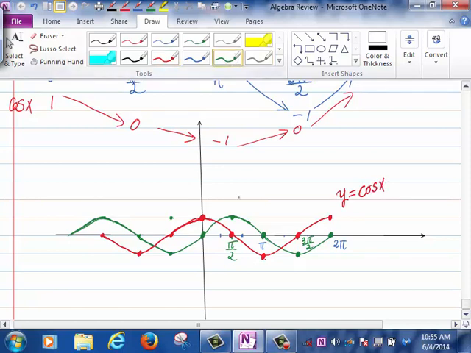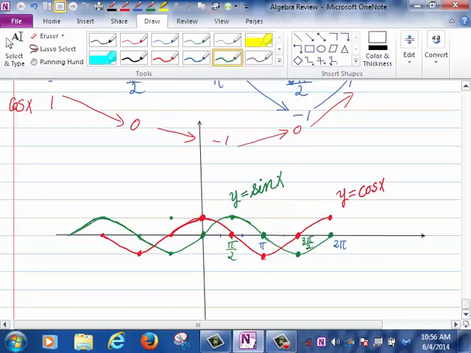The green one is sine x. The green one is sine x. Everybody understands the graphs of these two functions? Is that okay? All right. Now, let's answer a couple of questions. If I ask you, what's the limit of sine x as x goes to zero? Zero, right? What's the limit of cosine x as x goes to three pi over two? Zero. What's the limit of sine x as x goes to 3 pi over 2? Negative 1. Okay. So if you know this graph, you can answer the limits about these two functions very easily.